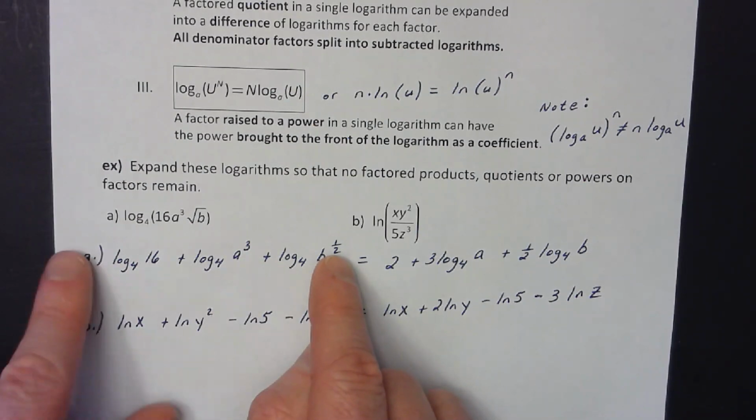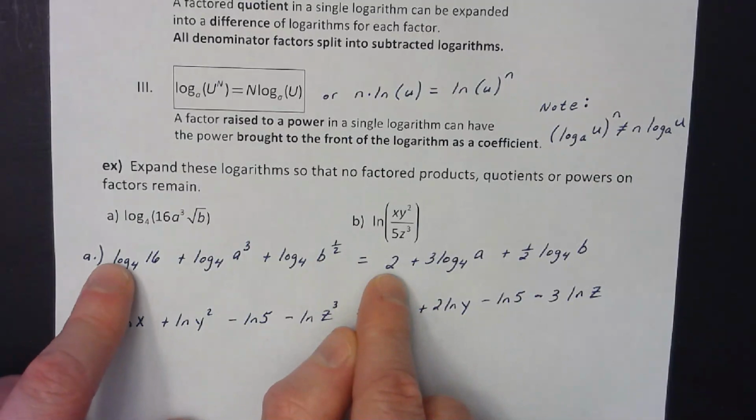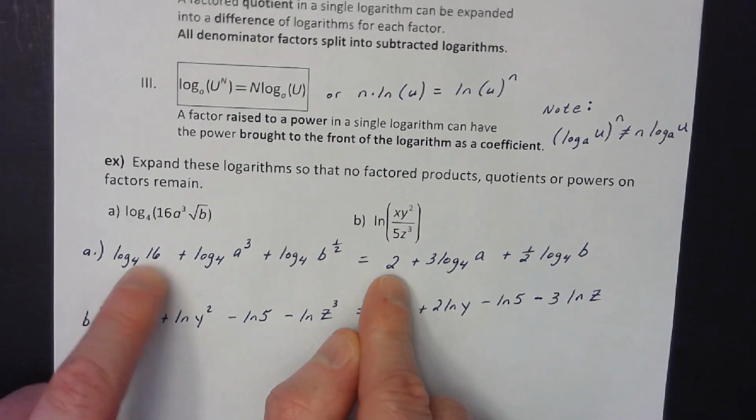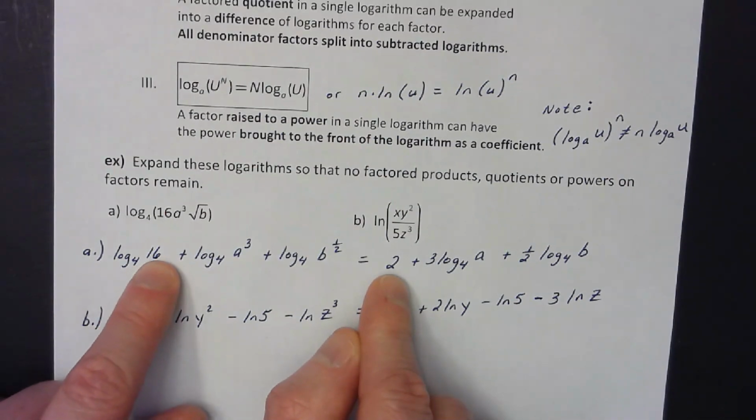Now I can simplify and say, well, this first term, 2. That's simply because I know the log base 4 of 16 is 2, because that is literally asking me, what power would you have to raise 4 to in order to get a 16? 4 to the second power is 16. That's why that answer is 2.